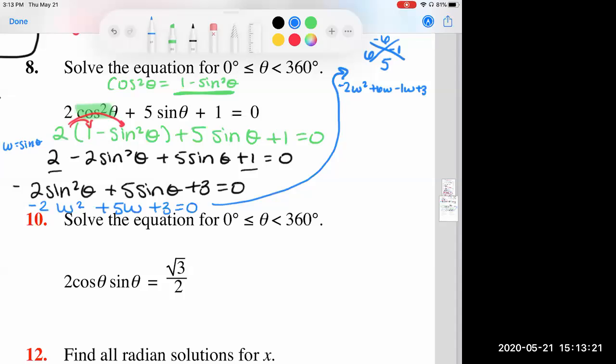If I group my first two, I can factor out minus 2W. This gives me W minus 3. I can factor a negative 1, which gives me W minus 3. So this factors to be minus 2W minus 1 times W minus 3.